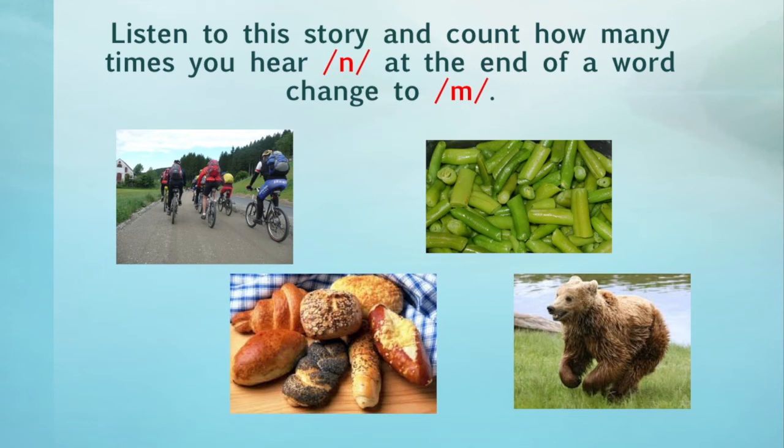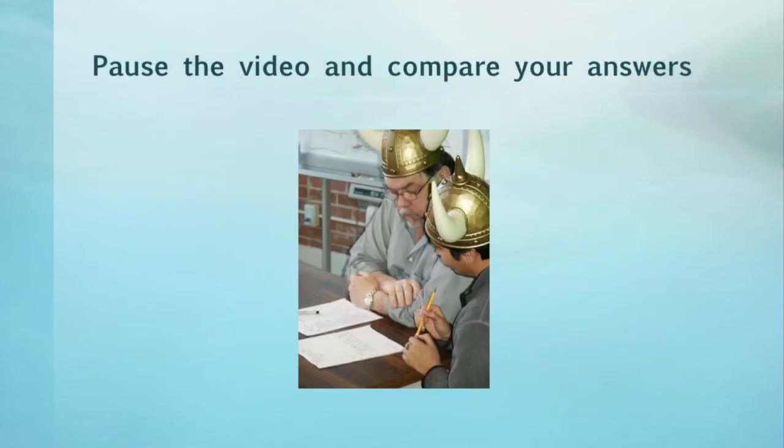10 people rode 9 bikes to a green park. They brought bread, chicken breasts, green beans, apples, and wine bottles in a brown paper bag. While they watched a band play, a brown bear ate all of their food. So if you need to, pause the video and compare again how many you heard.